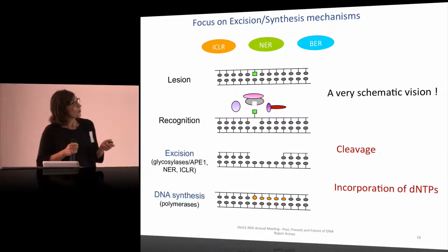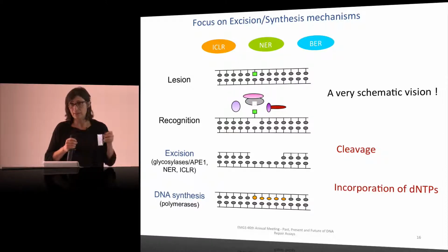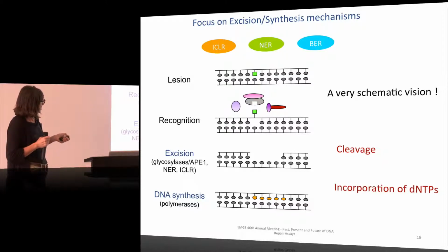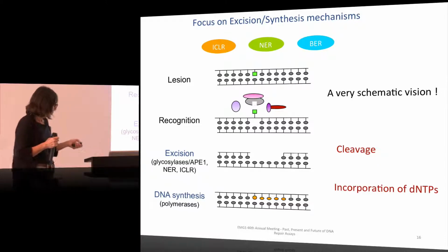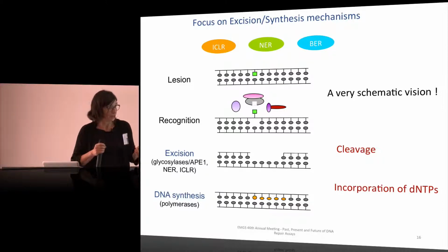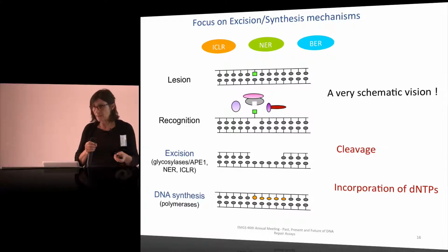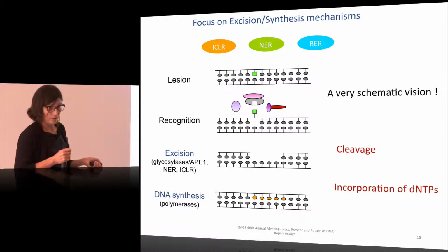Okay. Now let's focus on what excision synthesis mechanisms are. These are the main repair mechanisms that take in charge base modifications. So when you have a lesion, it is recognized by some proteins, enzymes that will eliminate this lesion. And there are some polymerases that will copy the residual DNA. So we have two steps here: one that involves the cleavage of DNA, and the other one that involves incorporation of the NTPs, and that means that you can take advantage of this step to label these reactions.